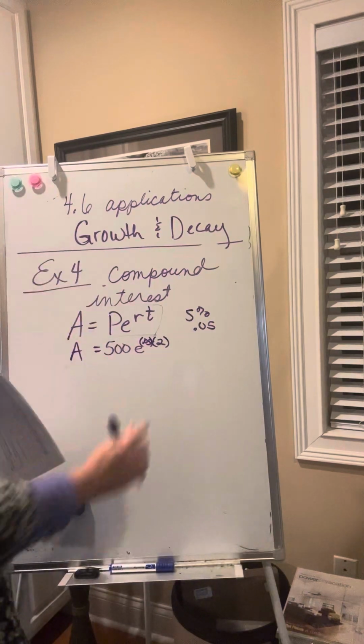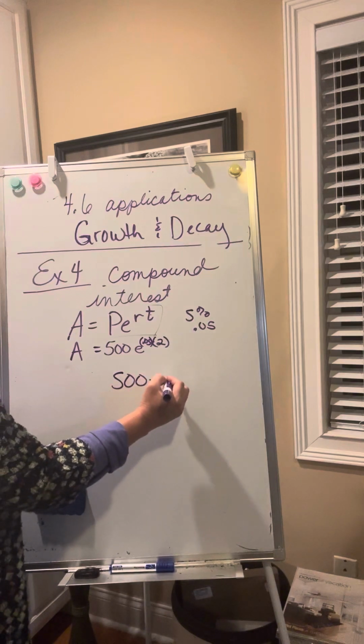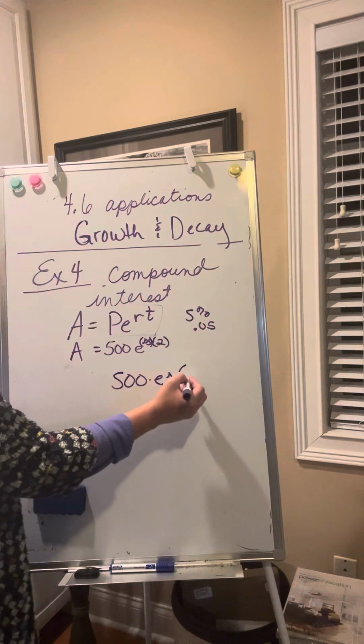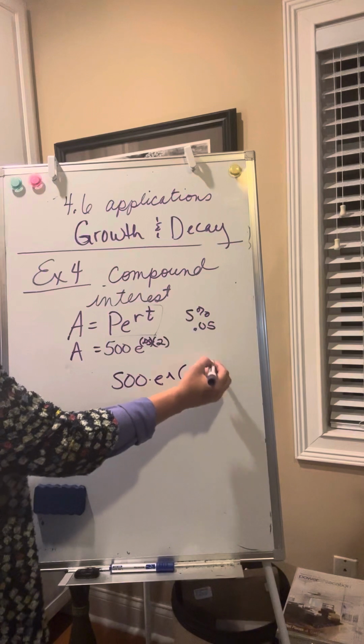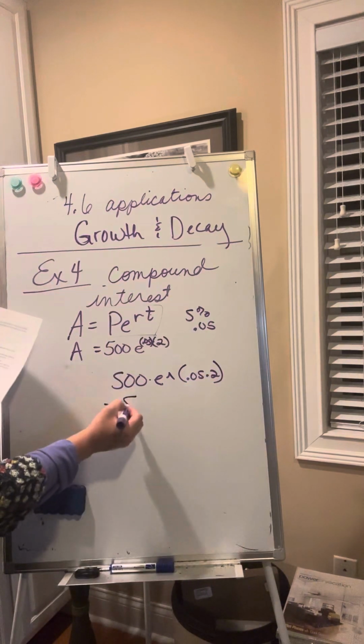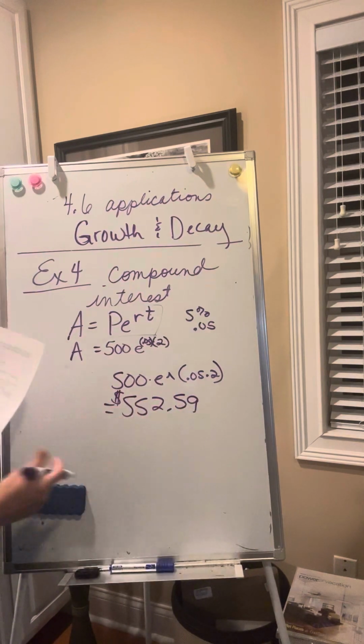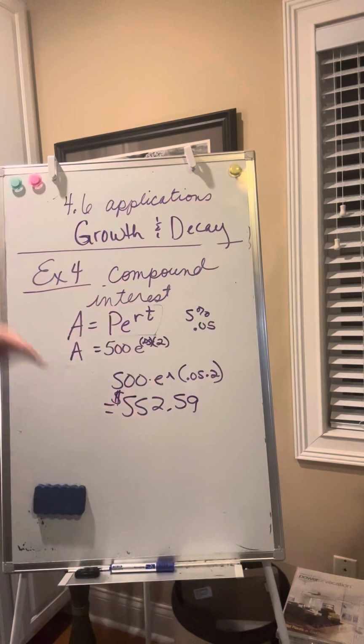So we can put that in our calculator, and please do. 500 e to the x, which makes the up arrow, then 0.05 times 2 like that. Hit the equals and see if you got the same thing I have here. 552.59. So that's how much $500 grows to after 2 years at 5%, compounded continuously.